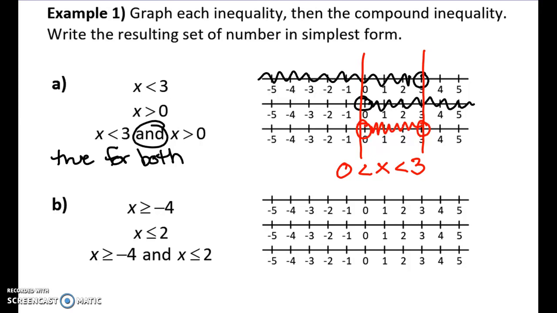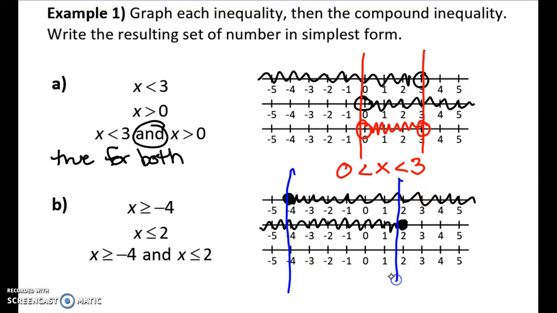Let's look at another one. Here I've got x is greater than or equal to negative 4. So greater than or equal to, we put a solid spot, and greater than we shade above. x is less than or equal to 2. Solid spot on 2. Less than or equal to means shade below. And again, I want to take what's in common. Well, what's in common, where they're both shaded at the same time, is this area here. So my answer is negative 4 is less than or equal to x is less than or equal to 2. Again, I'm paying close attention to my symbols.